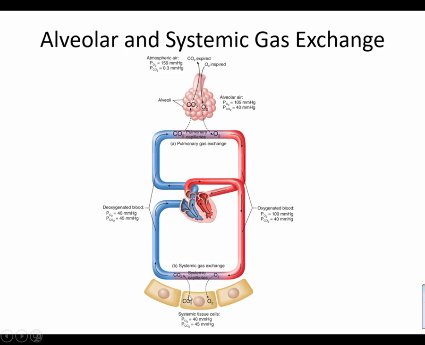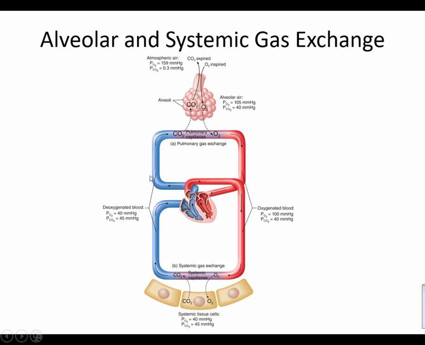Now, let's start with tissues where CO2 is produced. CO2 levels in our tissues are about 45 millimeters of mercury. The blood that provides our tissues is only going to have 40 millimeters of mercury of PCO2. So 45 is higher than 40. It's not as great of a pressure gradient, but it's enough to force CO2 out and into the blood.